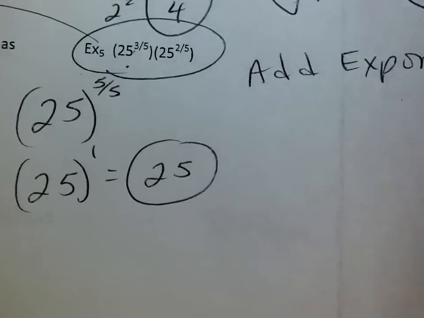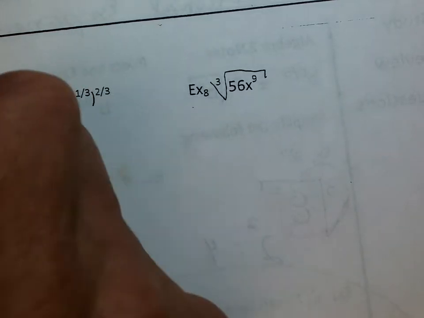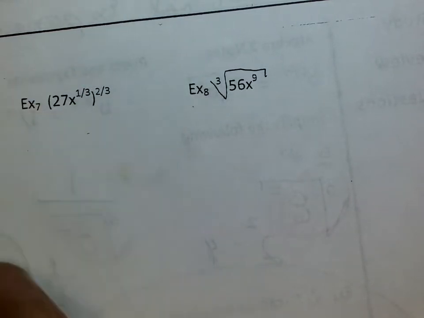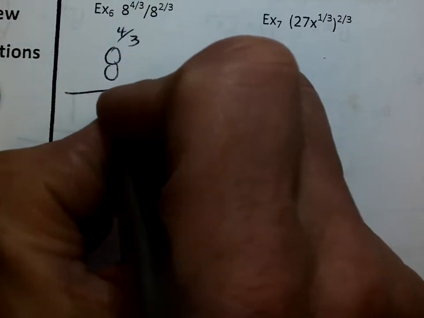How am I doing? Okay? Turn the page. All right, now, let me rewrite this so it's easier to see. 8 to the 4/3. Well, that's no good. Thanks, Megan. That's why you're here to help me. Over 8 to the 2/3.